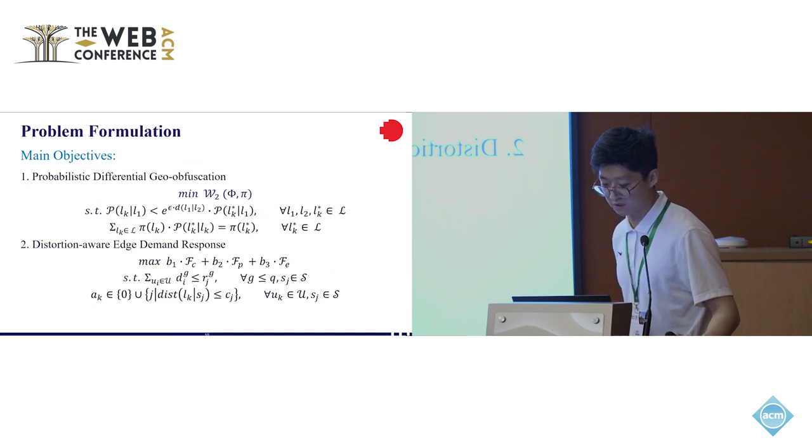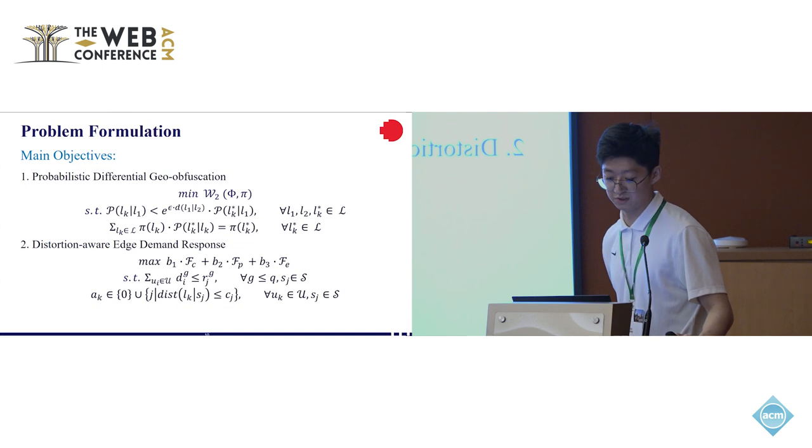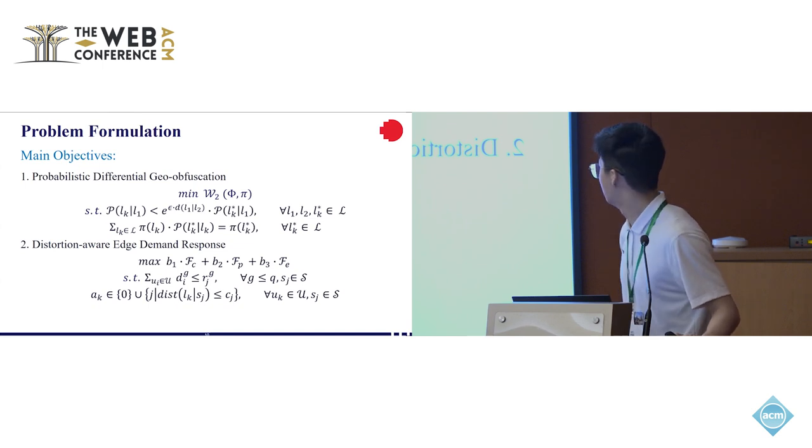And further, we formulate the problem in a theoretical way. The first objective is to minimize the difference between the obfuscated distribution and the original distribution. And the second phase is that we allocate the user's computing requests based on the inferred locations.